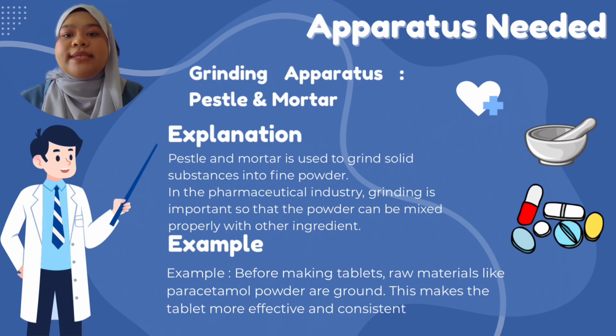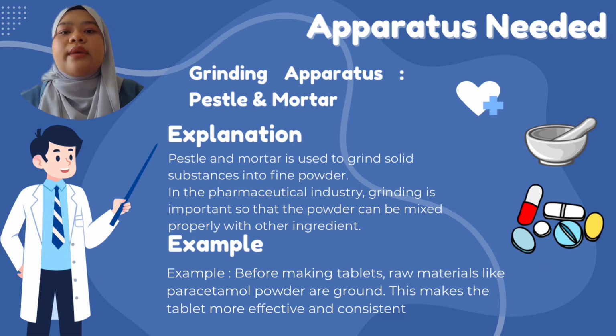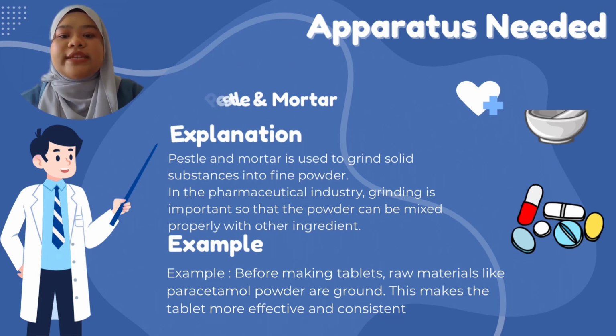First, we have the pestle and mortar. This apparatus is used to grind solid materials into fine powder. In the pharmaceutical industry, grinding is an important step. When the powder is fine, it helps the ingredient mix better with others and also makes the medicine easier for the body to absorb. For example, before making a paracetamol tablet, the raw material is first ground using a pestle and mortar. This step helps to make sure each pill has the same amount of medicine and works effectively.